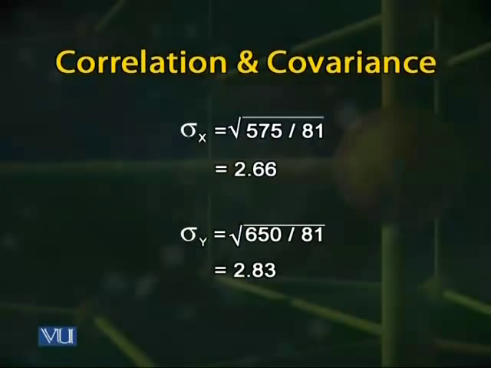So if you have a random variable x and you get a new random variable x dash from it through a simple shift, the standard deviations of the two random variables are going to be the same. So for this case, the standard deviation of x is again going to be the square root of 575/81, which is 2.66, and the standard deviation of random variable y is going to be the square root of 650/81 or 2.83.